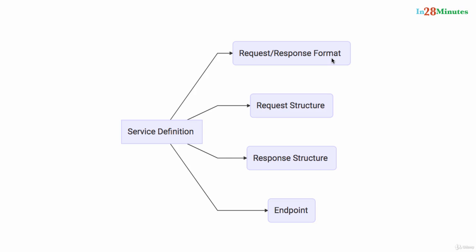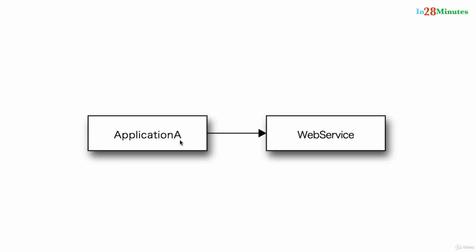It specifies the structure of the request. How can a consumer create a request? What is the format of the request? Also defined is the response structure. What is the structure of the response which is returned by the service? The last thing which is part of service definition is how to call the service. What is the endpoint? Where is the service available? So the application A wants to make use of the web service.